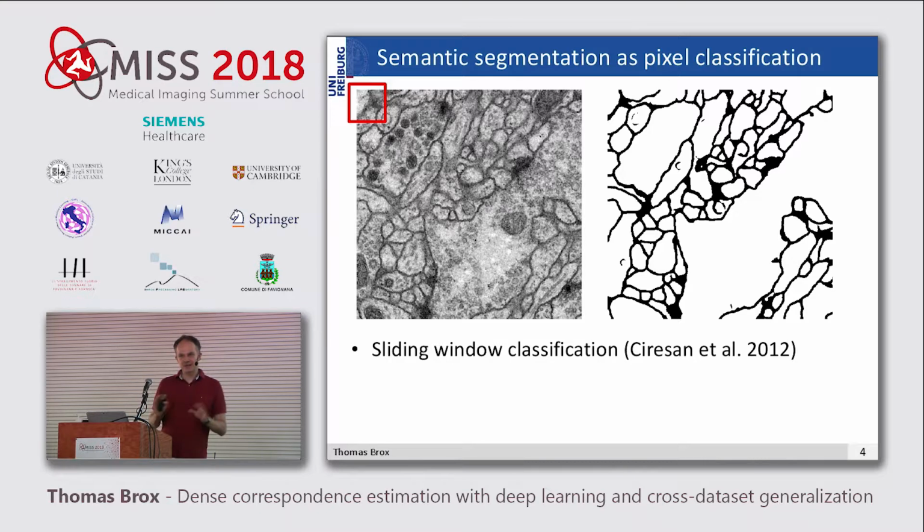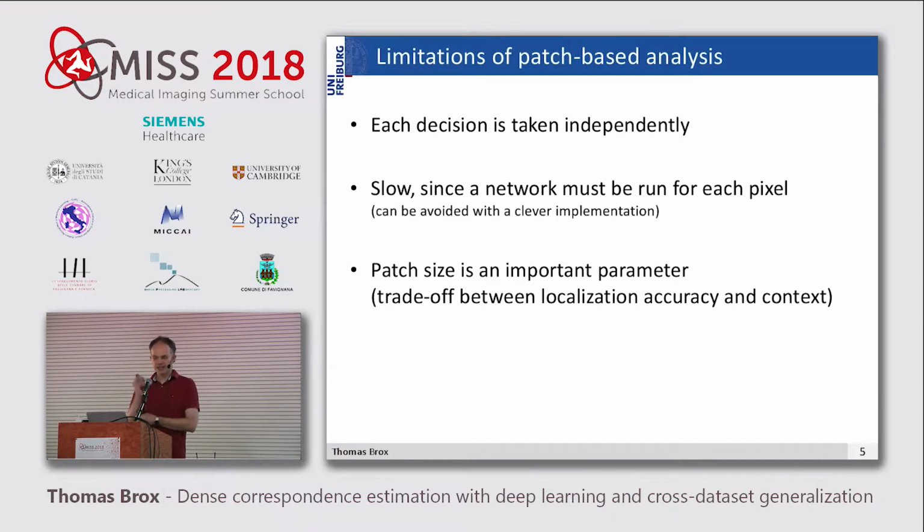But this patch-based analysis has some limitations. So the first one is that each decision that you take, so for each patch, each of these decisions is independent. So you don't have connections between these decisions, because you run an independent classification of this new patch and you don't consider what happened for the previous patch.